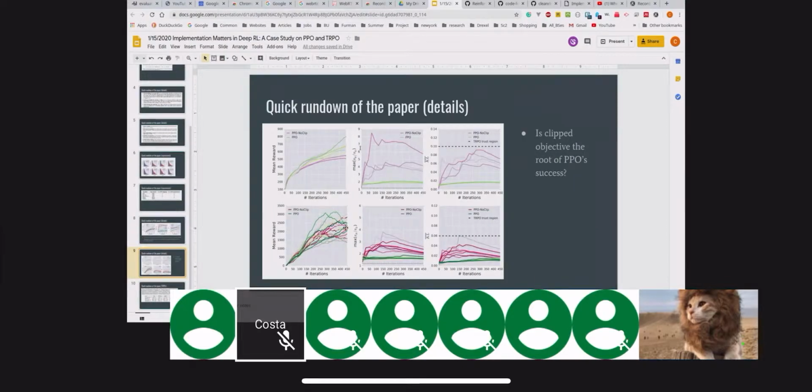And then they did further experiments. They want to know, is a clipped objective the root of PPO's success? And the answer is no, because when you see the PPO without clipping, both in rewards as well as KL divergence, it's just not really performing as well as PPO with optimizations.